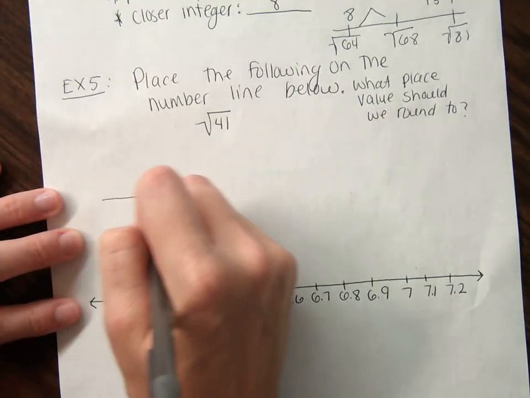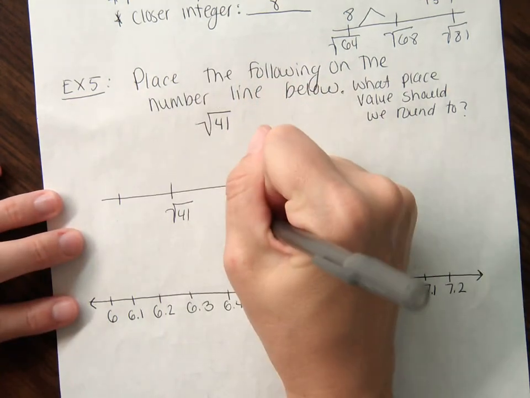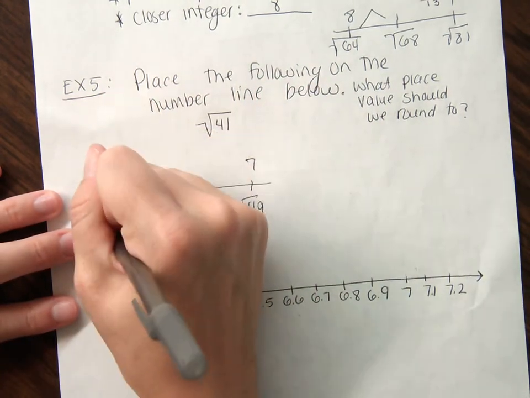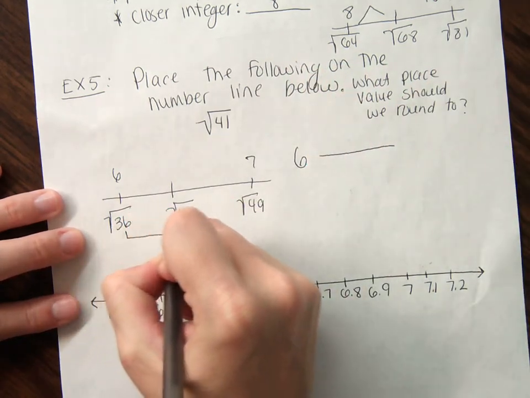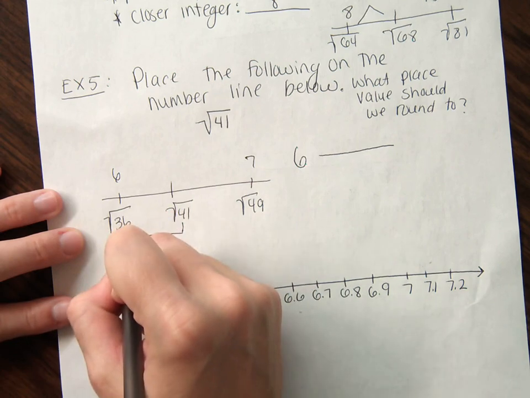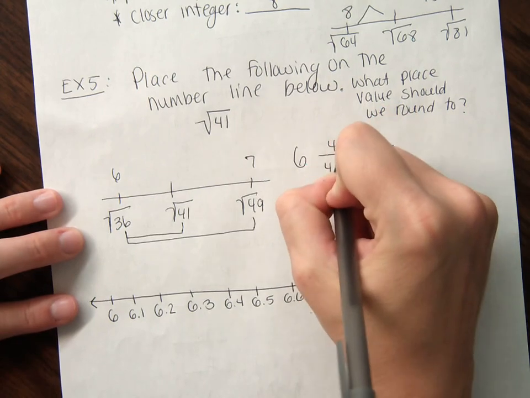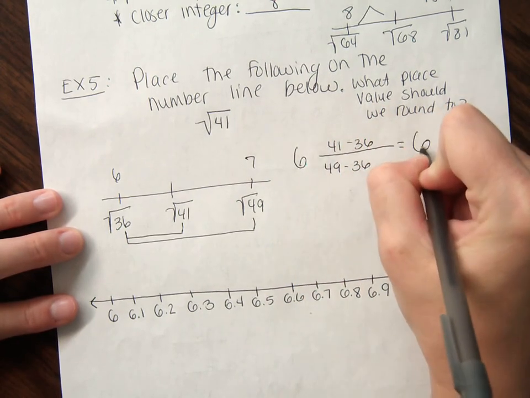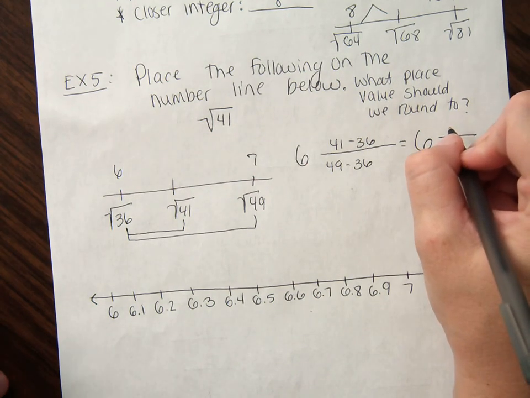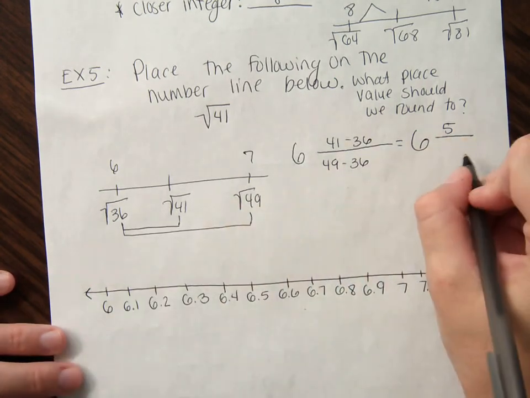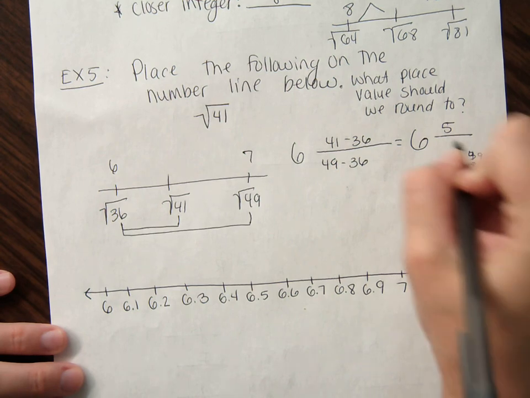Last example. Again, we're going to draw our number line. Square root of 41 goes in the middle. The perfect square, 7 times 7 is 49, so that's our higher perfect square. And 6 times 6 is 36. Our whole number has to be 6. Remember, these two we subtract for our numerator, and these two we subtract for our denominator. 41 minus 36 and 49 minus 36. We get 5, and then 49 minus 36 is 13.